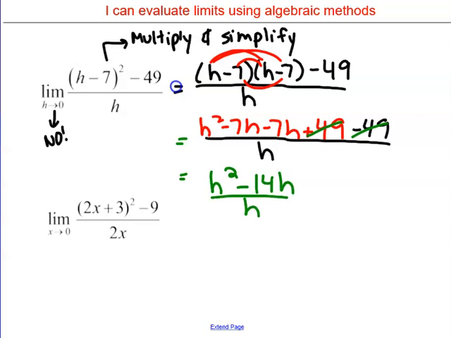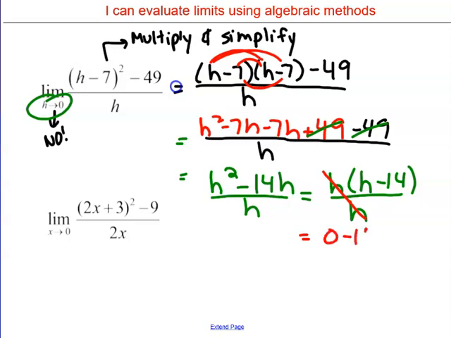I've still got the problem that if I plug in that 0, then I'm going to get 0 in the denominator. But notice I can factor the top. I can pull out a common factor of h. And now these will cross off. And now I can plug in a 0. 0 minus 14. I get a limit of negative 14.